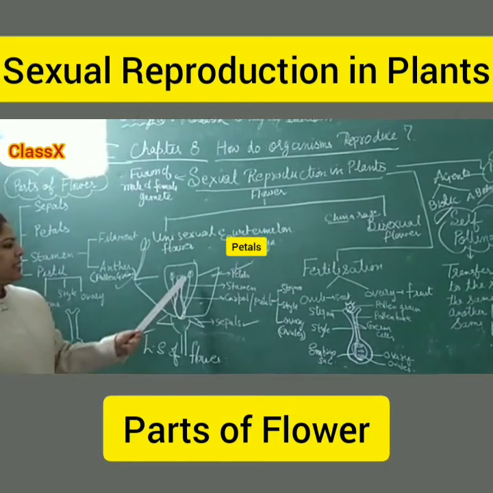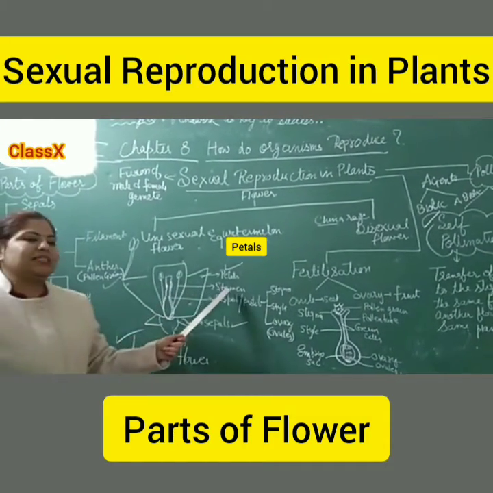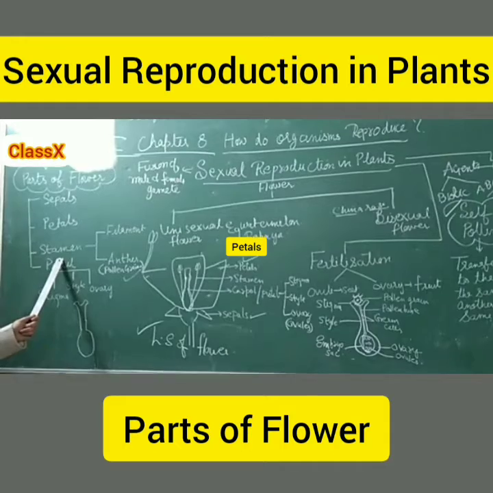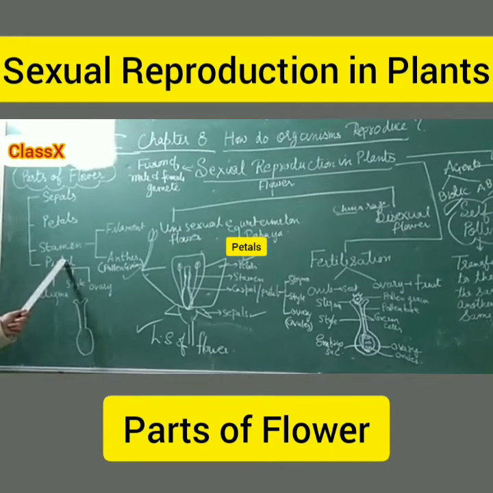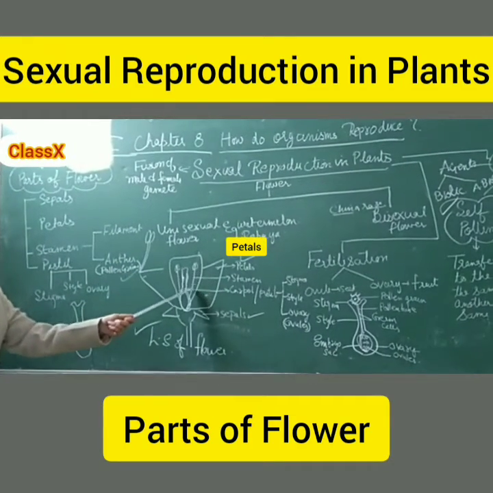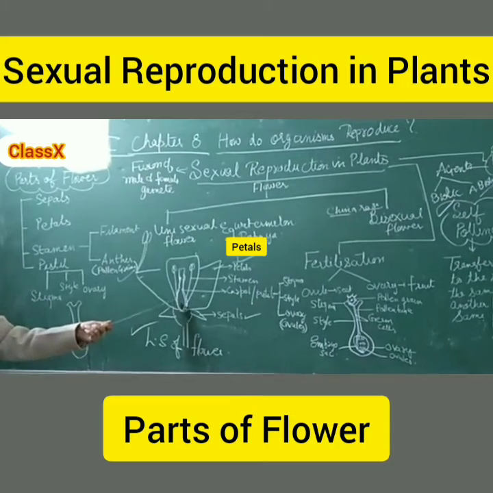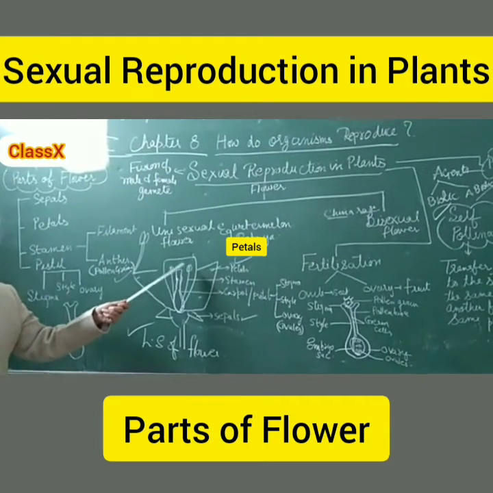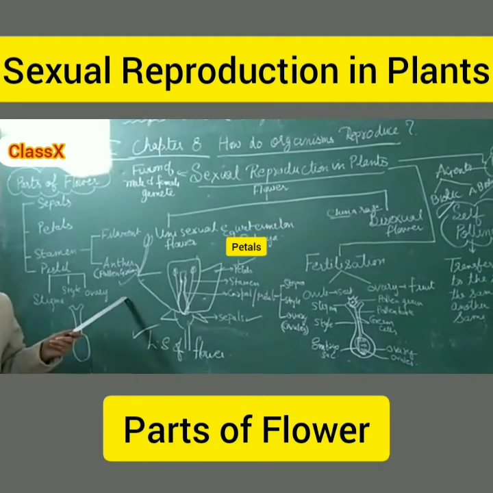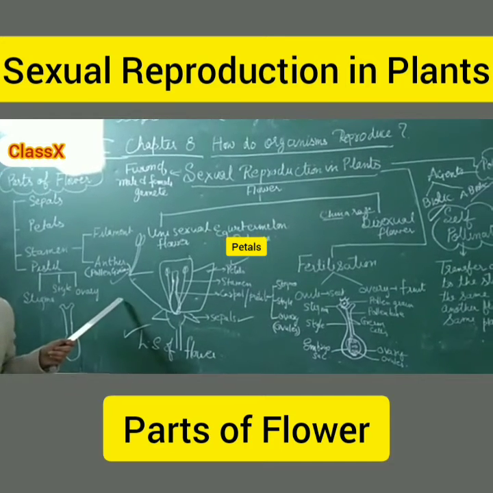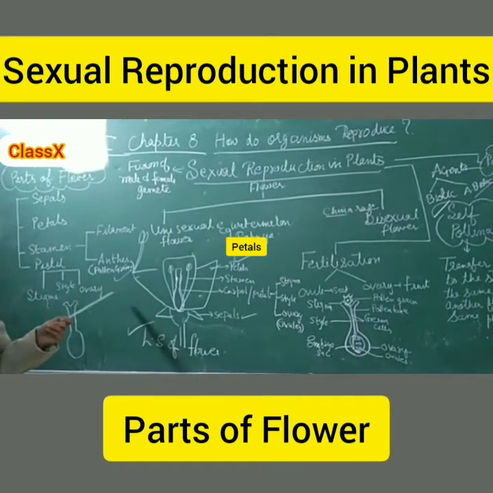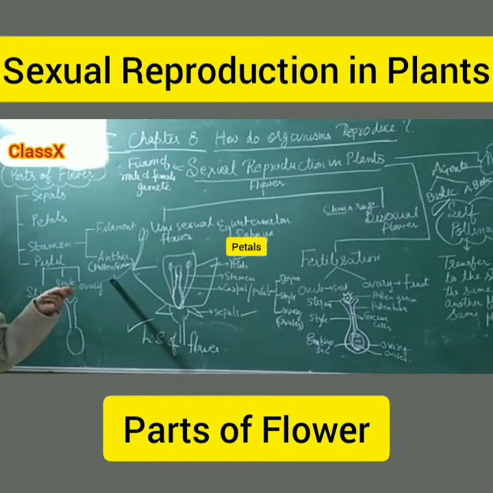Then in the center you can see this part is called the stamen. This stamen is the male reproductive part of the plant. Okay, and it has two parts, that is filament and anther. Right, so filament helps in attaching the stamen and this anther contains the male reproductive gamete which is called the pollen grain. So if it is asked to name the male reproductive part of the plant, your answer will be stamen. If the question is to name the male reproductive gamete of the plant, the answer will be pollen grain.